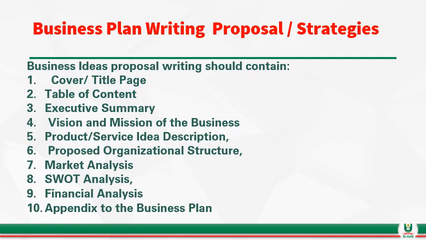So, business plan writing and proposal strategies. How to write a business plan. What should be in that business plan? One, it must have a cover or title page. It must have a table of contents to guide the reader through the document. We must have an executive summary. We must present your vision and mission of the business, the product or services idea description, that is, what is your product and what is your service you want to render. Propose organizational structure, your market analysis, your SWOT analysis, financial analysis, and the appendix to the business plan.